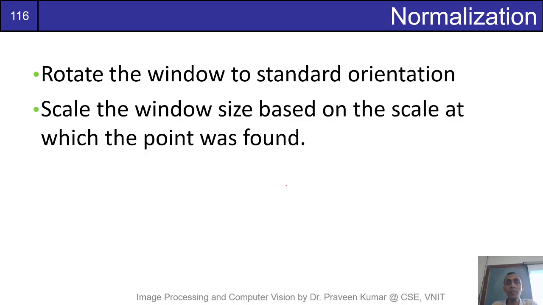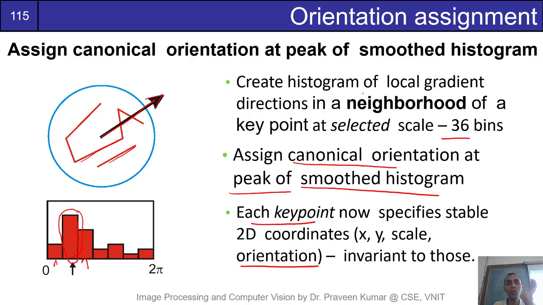Before we see the actual descriptor, the normalization is done like this. We'll rotate the window to the standard orientation. Let us say every time we want the dominant direction to be in this direction, so we'll rotate it back to the standard orientation, so that our descriptors are always with respect to that. Canonical here means the dominant orientation, or the major orientation.